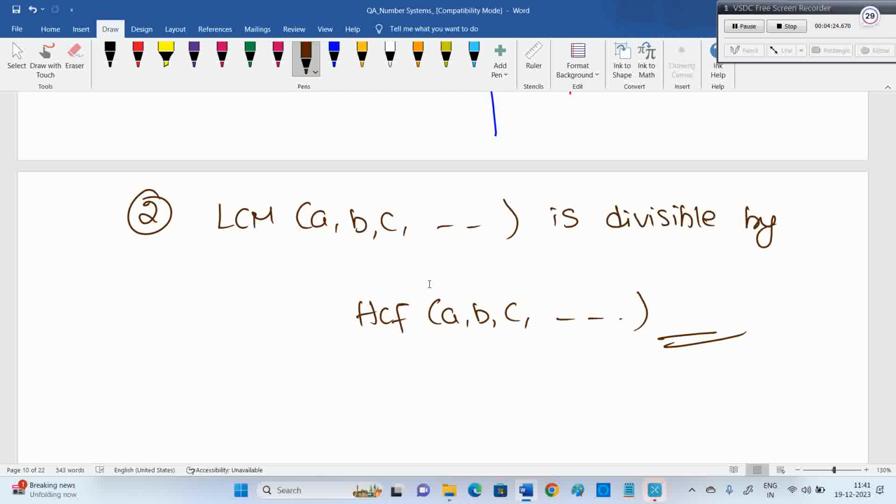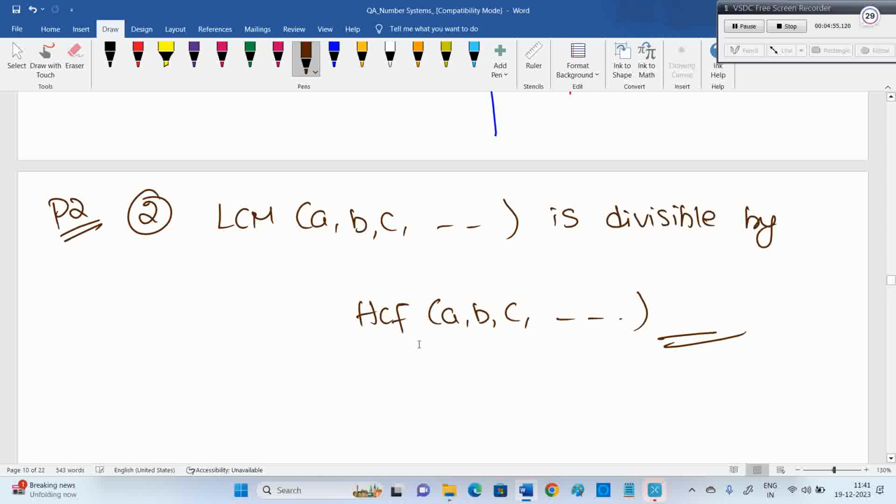LCM must be divisible by HCF, because while taking the LCM we are writing all prime numbers, while for the HCF we write only the common prime numbers. Definitely, these common prime numbers are available in the LCM. This is not only for two numbers. Whether you take three numbers or four numbers, or for five numbers you take the LCM and the HCF, the LCM is definitely divisible by the HCF. This is the second property, property 2.